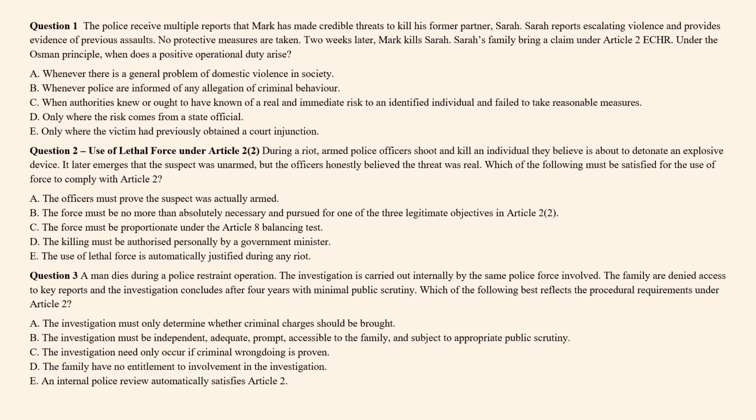Under the Usman principle, when does a positive operational duty arise? Is it A, whenever there is a general problem of domestic violence in society? B, whenever police are informed of any allegation of criminal behaviour? C, when authorities knew or ought to have known of a real and immediate risk to an identified individual, and failed to take reasonable measures? D, only where the risk comes from a state official. And E, only where the victim had previously obtained a court injunction.